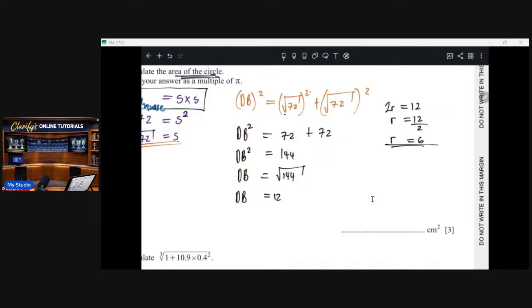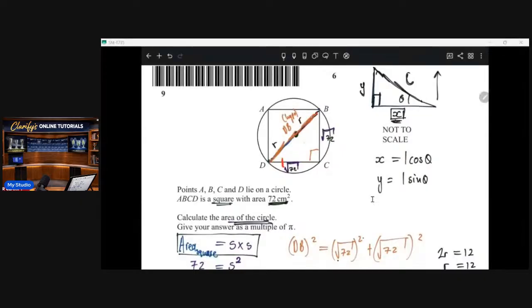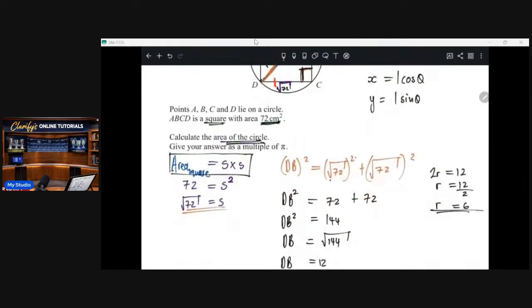We would have found the diagonal. We did the Pythagoras theorem because it's a right-angled triangle, so you can do your Pythagoras to find DB. So now you have DB, students.